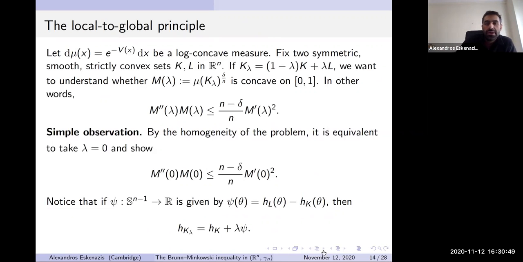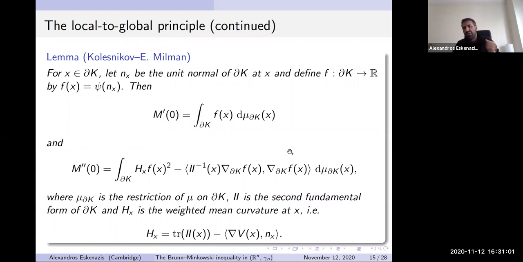And now, okay, let's just go back here. We want to prove this inequality with the first and the second derivatives. So the first thing we have to do is compute the first and second derivatives. And that's actually doable. So for the case of the Lebesgue measure, that's actually kind of classical, but for the general case, it's due to Kolesnikov and Milman. And these are identities. So let's just go and see what happens. So for x in the boundary of K, I'm going to denote by n sub x the unit normal of the boundary, because we have assumed that the set is strictly convex, so that's fine.